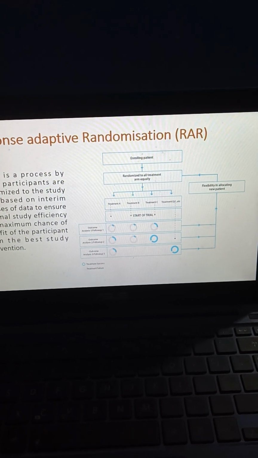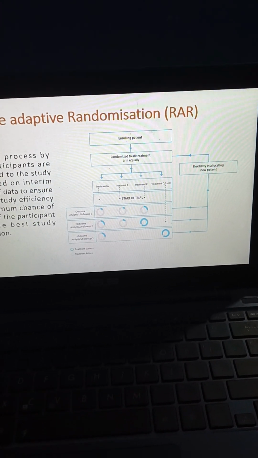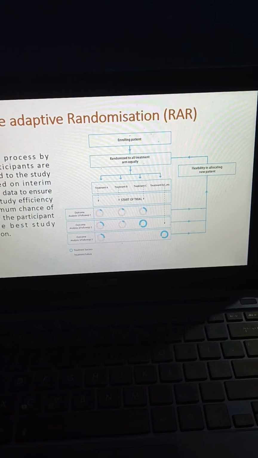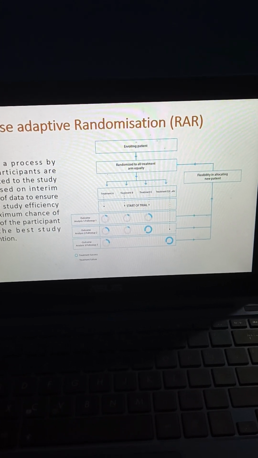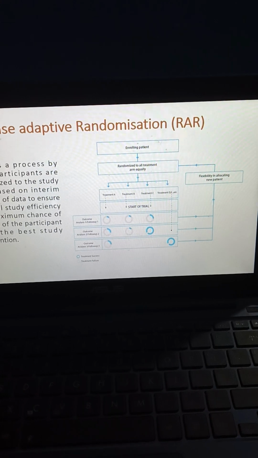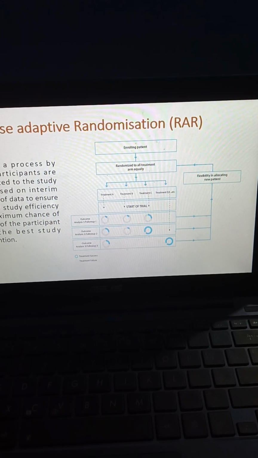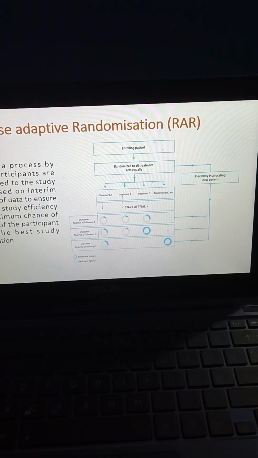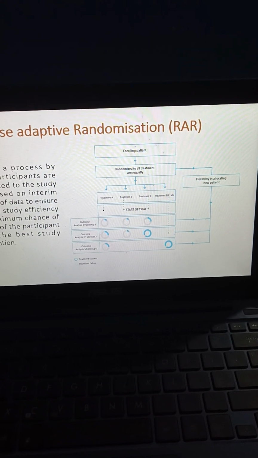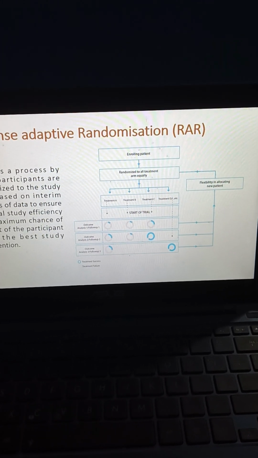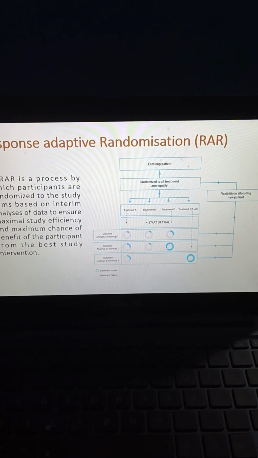This shows enrolling of the patient, then randomized to all treatment arms equally, then flexibility in allocating new patients, then treatment A, treatment B, treatment C, and treatment D, etc. Start of trial, then outcome analysis 1, follow up 1, outcome analysis 2, follow up 2, outcome analysis 3, follow up 3. Then from this, the flexibility in allocating new patients, having been randomized to all treatment arms equally.